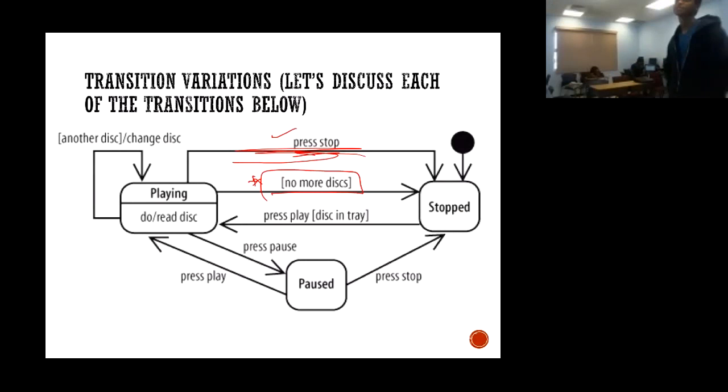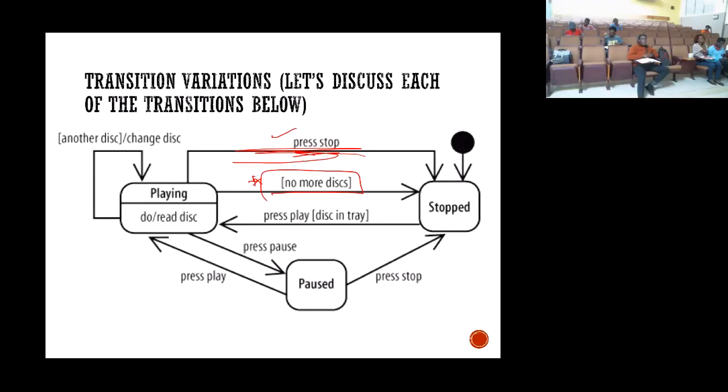Right. So in a case like no more disks, where you don't see a trigger but there's a condition there, that condition alone will cause the transition to occur. So if there are no more disks, the CD player will change to stopped. Now, if you're in the stopped state, this line here means that from the stop state, you can go back to playing by pressing play, and there must be a disk in the tray.